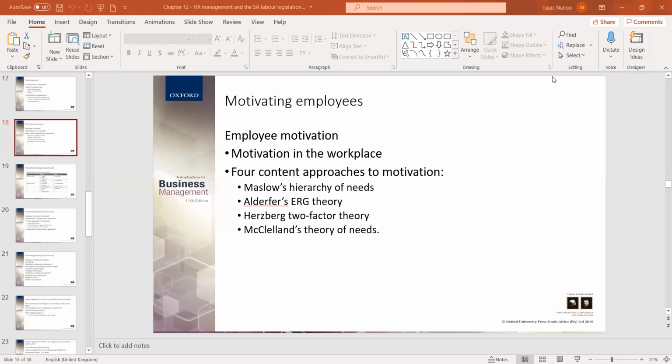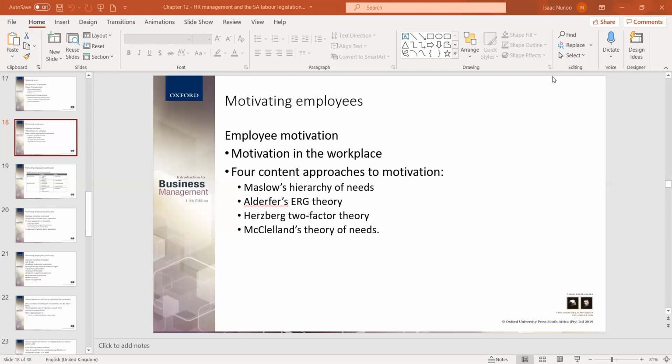So Alderfer's theory basically represented three core needs: the existence, relatedness, and the growth. So the existence needs relate to a person's basic material existence need. So here it refers to Abraham Maslow's physiological and safety needs. The same needs that Abraham Maslow classified as the five main, here they classified as the three main. So the person's physiological and safety needs under Abraham Maslow are classified here as the existence need, the need related to a person's basic material and existence.